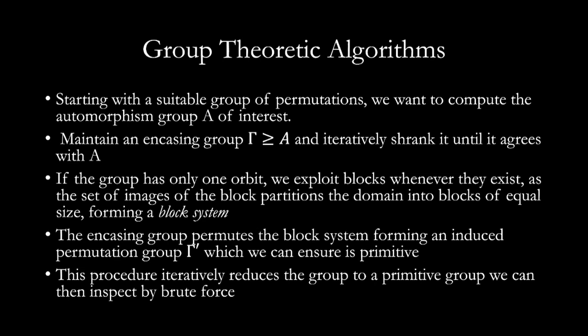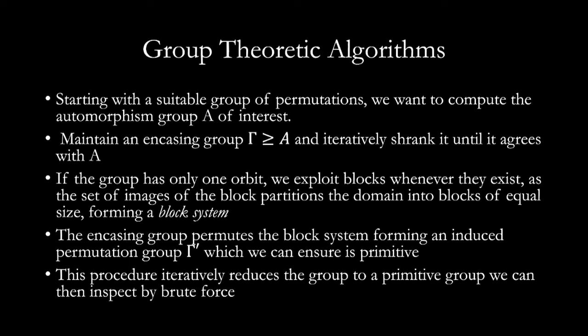Starting with a suitable group of permutations, we want to compute within it the automorphism group A of interest. This is done by continually maintaining an encasing group gamma greater than or equal to A, containing all automorphisms as a subgroup. Then, gamma is iteratively shrunk until it agrees with A. If the group only has one orbit, we exploit blocks whenever they exist.